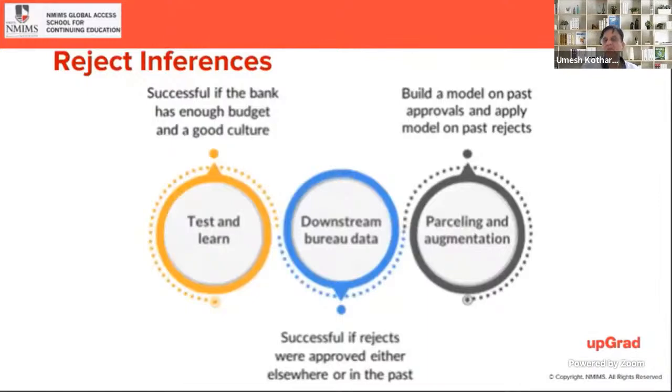Parceling and augmentation is where you build a model on earlier approvals, and based on that, you extrapolate those results onto your decisions to accept or reject the application. Okay, so test and learn. Test and learn is usually also a phenomenon where you demonstrate that you are a data-driven organization and you have enough data about the customer for you to take a decision in-house.